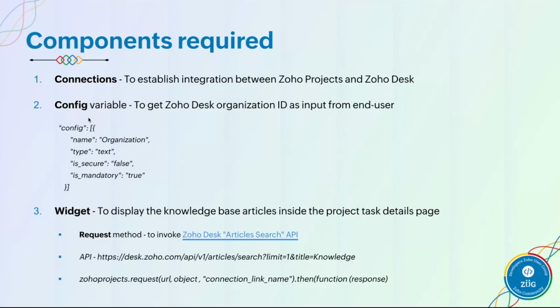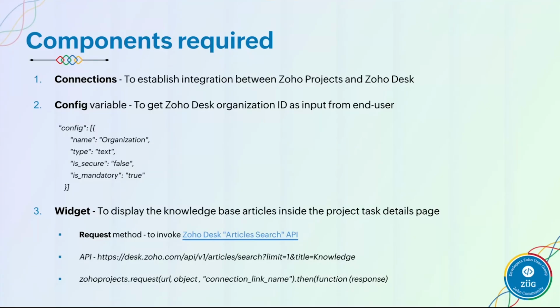So we are going to be asking the end user to input their Zoho Desk organization ID. So we are going to be making the search for the articles in the end user's Zoho Desk knowledge base, right? For which we will require their organization ID of Zoho Desk. So that is going to be got as an input from the end user upon extension installation using this config key in the plugin manifest file. So we'll be creating a variable called organization, and we'll be keeping it mandatory because only if the end user provides a Zoho Desk organization ID, a search can be made for the related articles inside their Zoho Desk knowledge base. So that is the second component that we'll be using.